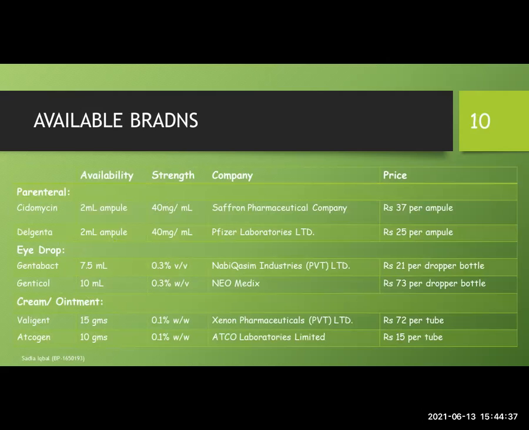This slide is important with respect to the pharmacoeconomic point of view. Here, a comparison of different dosage forms and different brands of the same dosage form with respect to their price is given. You can see that in the case of the parenteral dosage form, an ampule of one brand is available at 37 rupees, while the ampule of another brand with the same strength is available at 25 rupees.